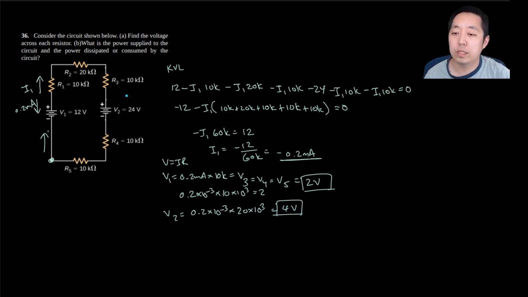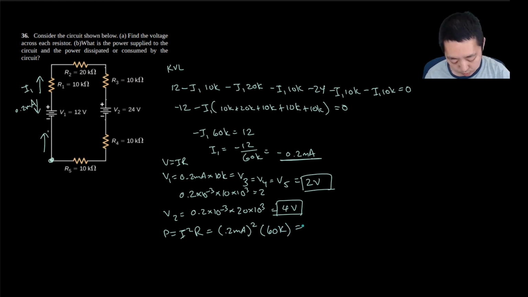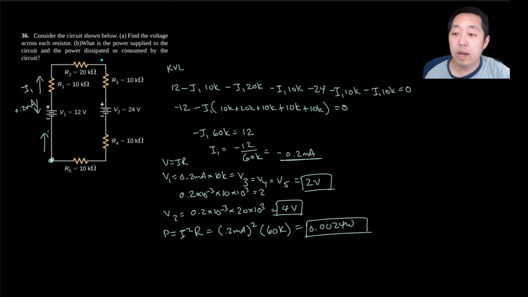Okay, and then what's the power dissipated or consumed by the circuit? I would do the power is equal to I squared R, because all of them have the same current flowing through them. So I'm going to do 0.2 milliamps squared times R. The sum of the resistances is 60k. So if I multiply that, 0.2e-3 squared times 60e3 is 0.0024 watts.